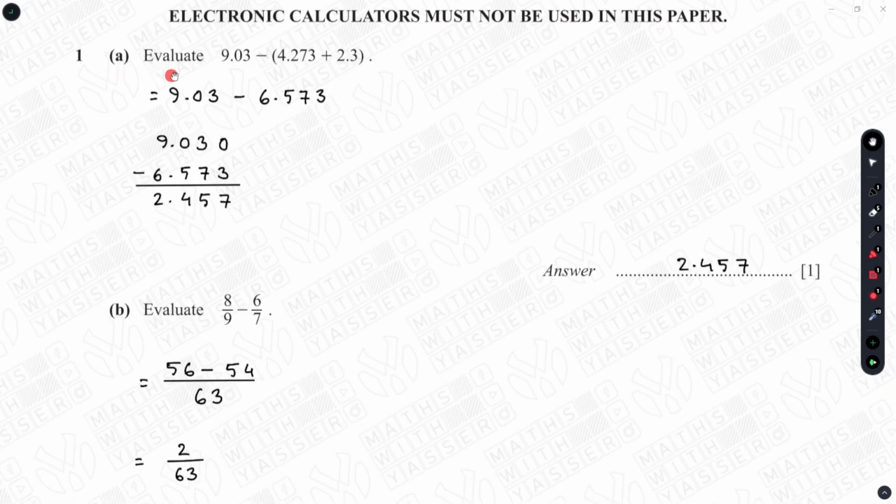It says, evaluate 9.03 minus (4.273 plus 2.3). So first we need to do the sum that is within the brackets, and that will give us 6.573, and subtracting it from 9.03 will give us 2.457.